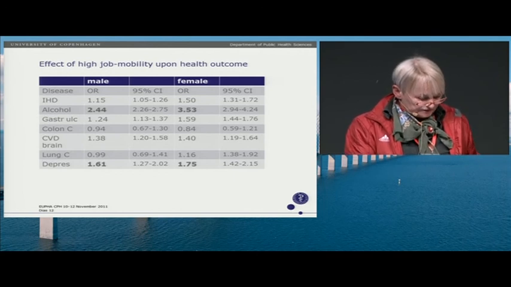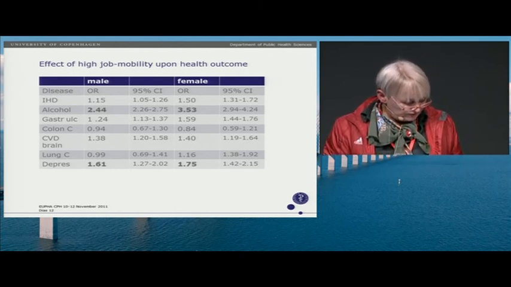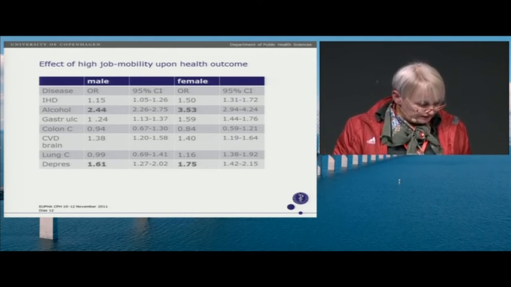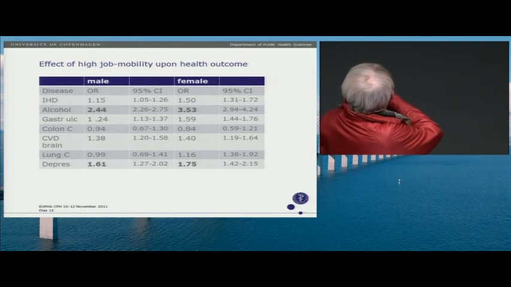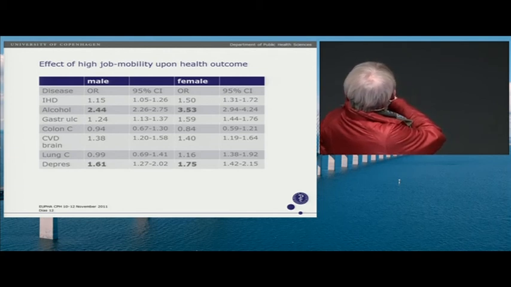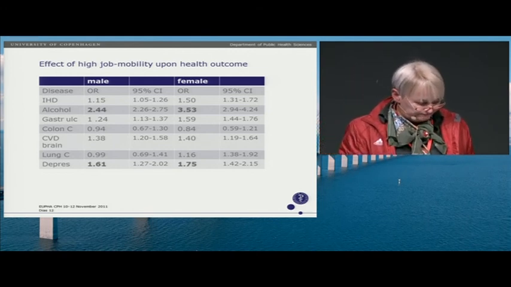This slide shows odds ratios for highest level of job mobility upon selected diseases from fully adjusted models. Ischemic heart disease has been commented upon. Alcohol-related diseases show the highest odds ratio, and next comes depression, in both men and women. Alcohol-related disease 2.4 and 3.5 in male and female, and depression 1.6 and 1.7 in women.